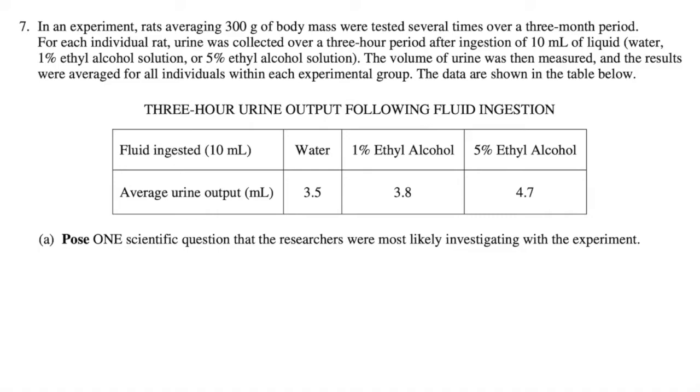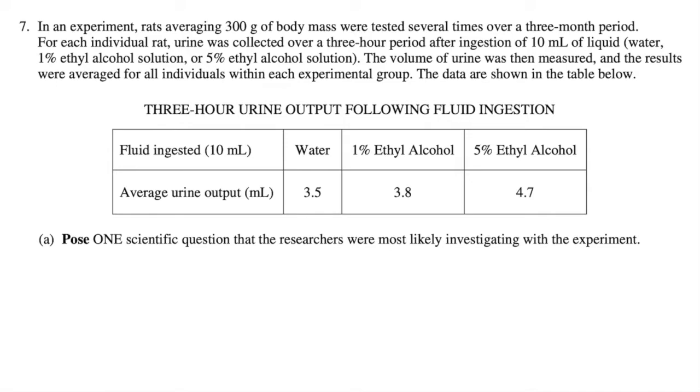Part 8. Pose one scientific question that the researchers were most likely investigating with the experiments. So let's look at the variables that we have in this experiment. Our independent variable, the thing that we are changing, seems to be the concentration of alcohol in the fluid that was ingested. And the average urine output is our dependent variable, what we're trying to measure.